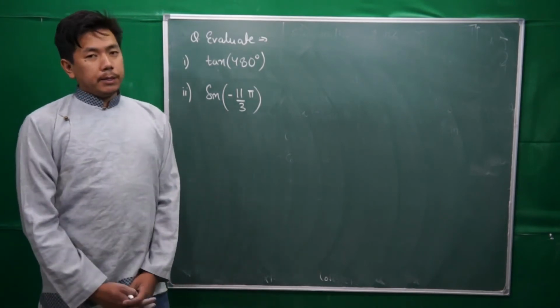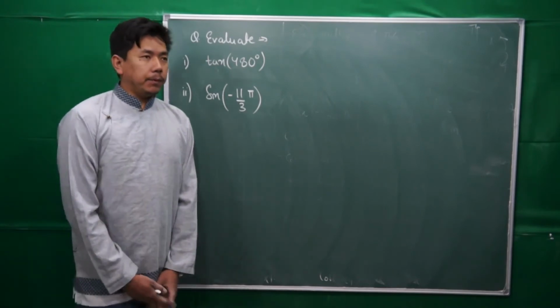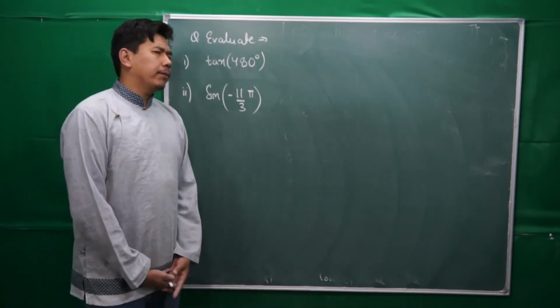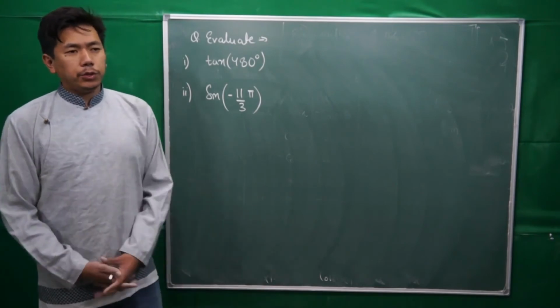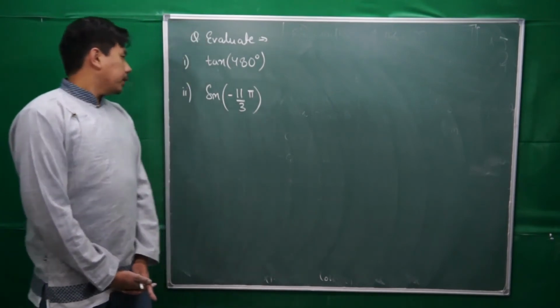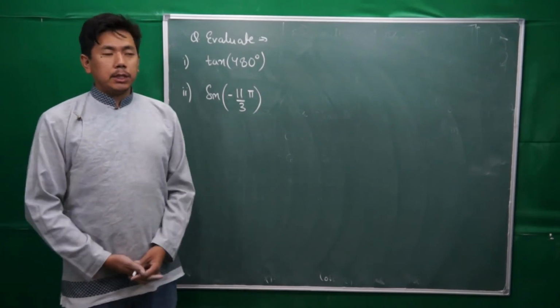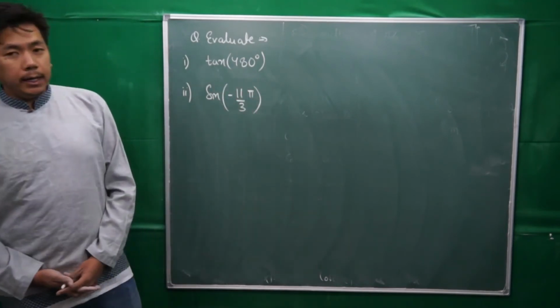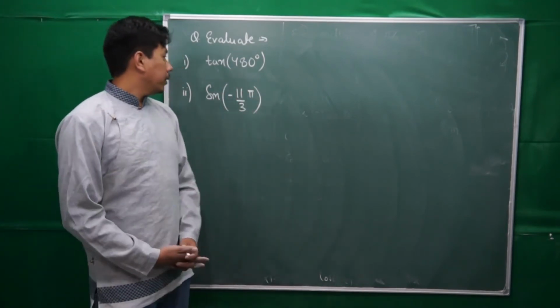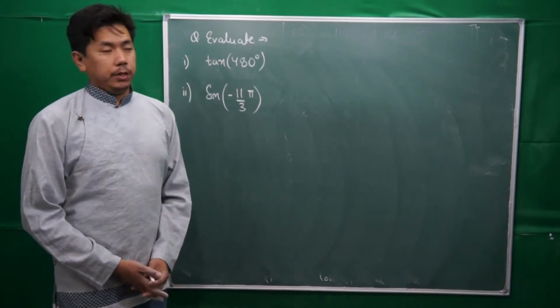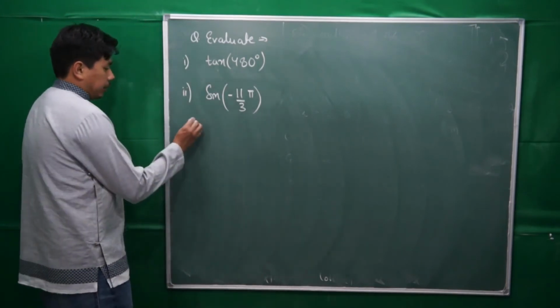Okay, so up till now you have been doing angles between 0 to 90 degrees, and that was simple because all the ratios were positive. But what we are going to do is move further beyond 360, let's say 480, and keeping that in mind, how do we solve the question? All right, so let's solve the first part.